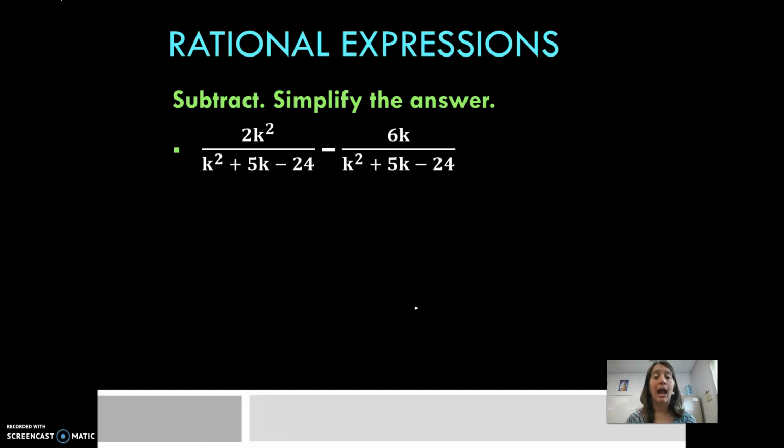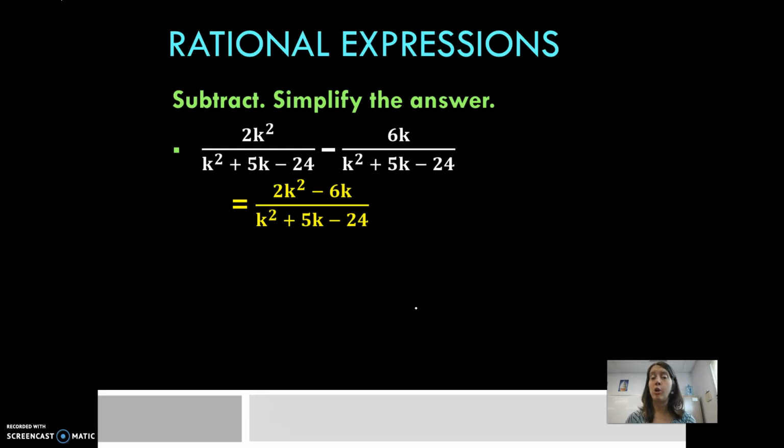Well, how do I subtract? I'm going to combine those two numerators. Now, 2k squared and 6k are not like terms. I can't actually subtract them, so I'm just going to put them side by side in the numerator: 2k squared minus 6k. The denominator stayed exactly the same with the three pieces that I had. Once again, like the last example, because of those plus and minus signs, I can't just come in and start crossing things off. I need to factor first.